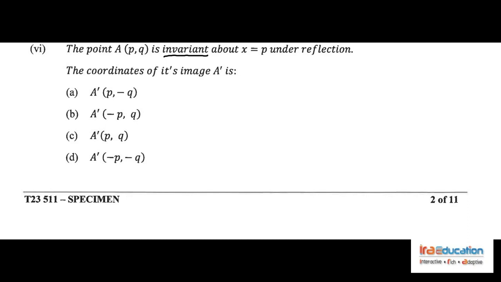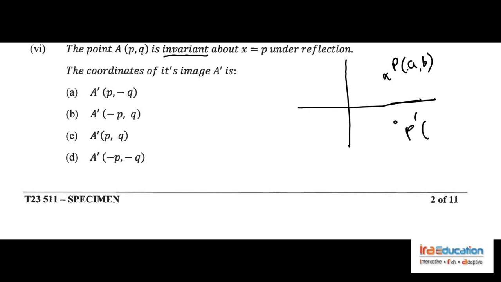Generally, if I take the x-axis and y-axis, and there is a point here, a comma b, then its image in the x-axis will be, say, p dash, and that will be a comma minus b. But the word used is invariant, which implies the image is itself. Therefore, blindly I can say a dash is also equal to p comma q. That means option C is correct.